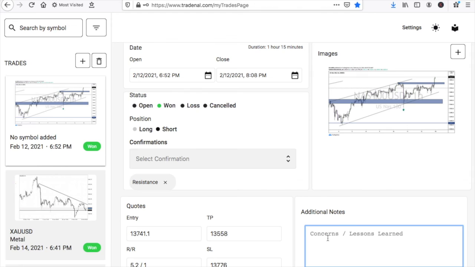So when we're done, we can add our concerns. It was in a bearish trend and opened by rejecting the resistance. Yeah. Then the lesson learned: I shouldn't have held the sales for long. Once the candle rejected, I should have started looking for a buying opportunity.